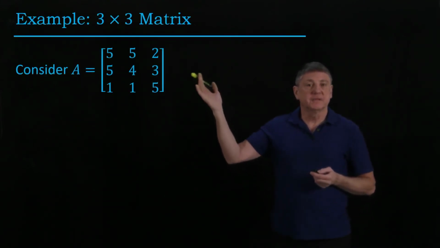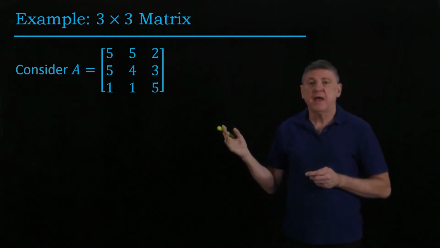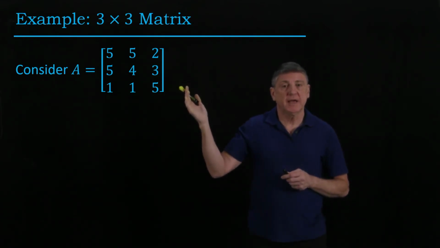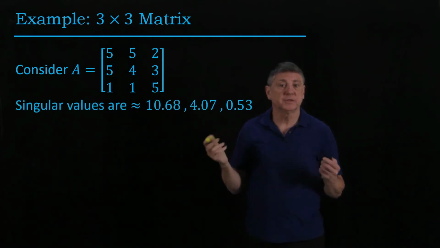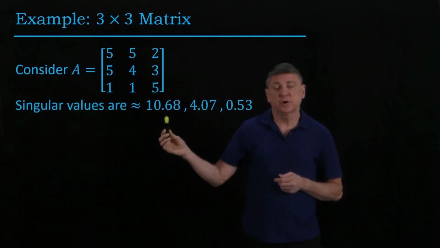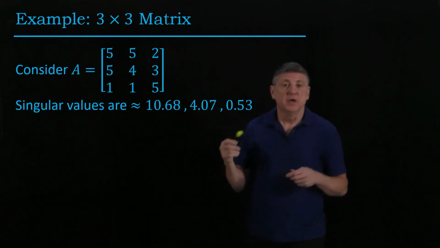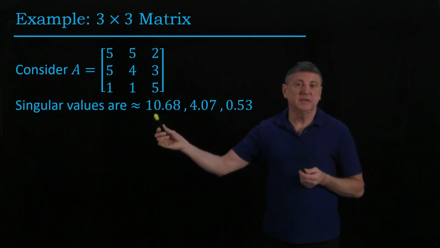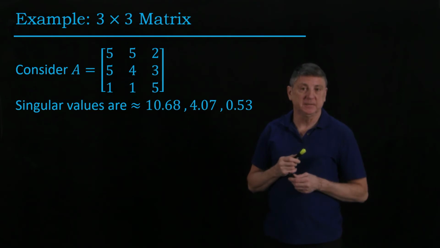Here, I've set MATLAB's random number generator to a default value, and I've randomly generated a matrix that's 3 by 3 and has a maximum value of 5. When I compute the singular values of this, what I get are approximately 10.5, 4, and 0.5. So to a very rough guess, the sum of these is a little over 16.